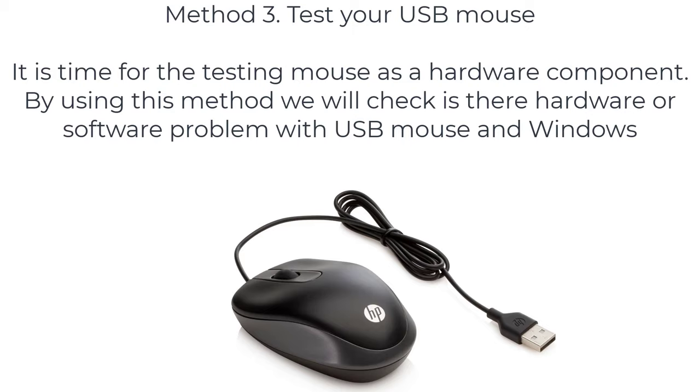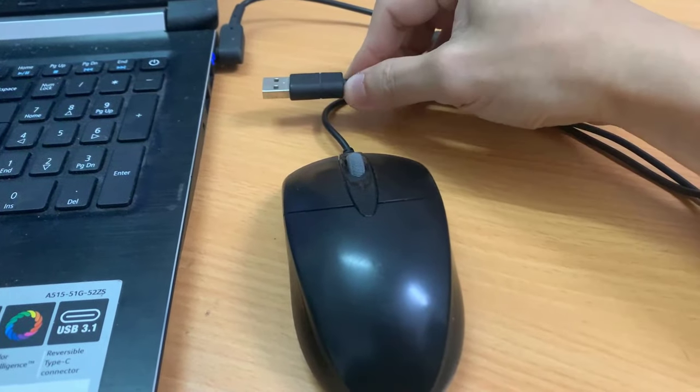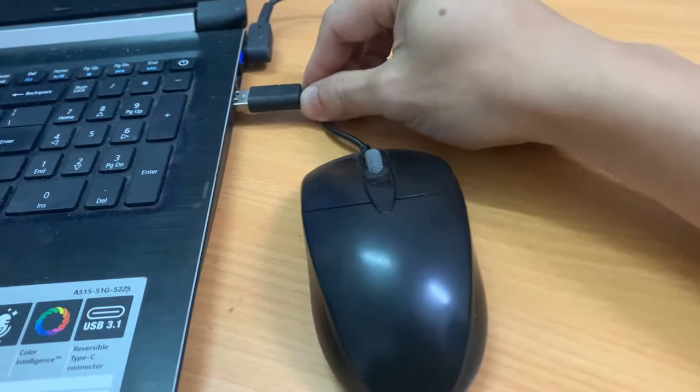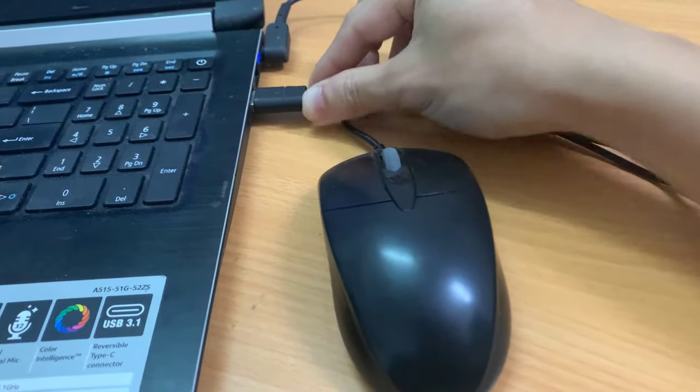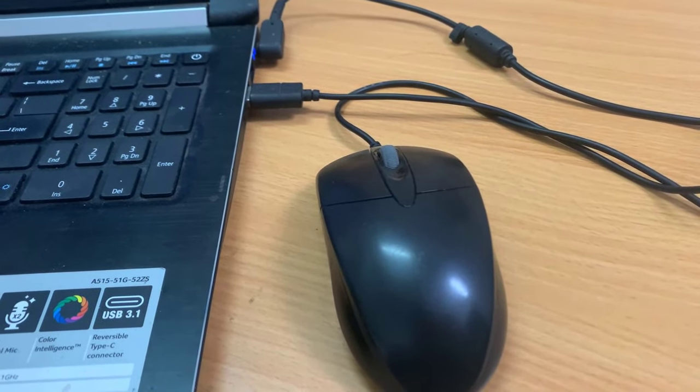Method 3. Test your USB mouse. It is time for testing the mouse as a hardware component. By using this method we will check if there is a hardware or software problem with USB mouse and Windows. At first, you will need to test USB ports on your Windows machine. Please, unplug your mouse from the current USB port and plug it into another USB port on the same machine.